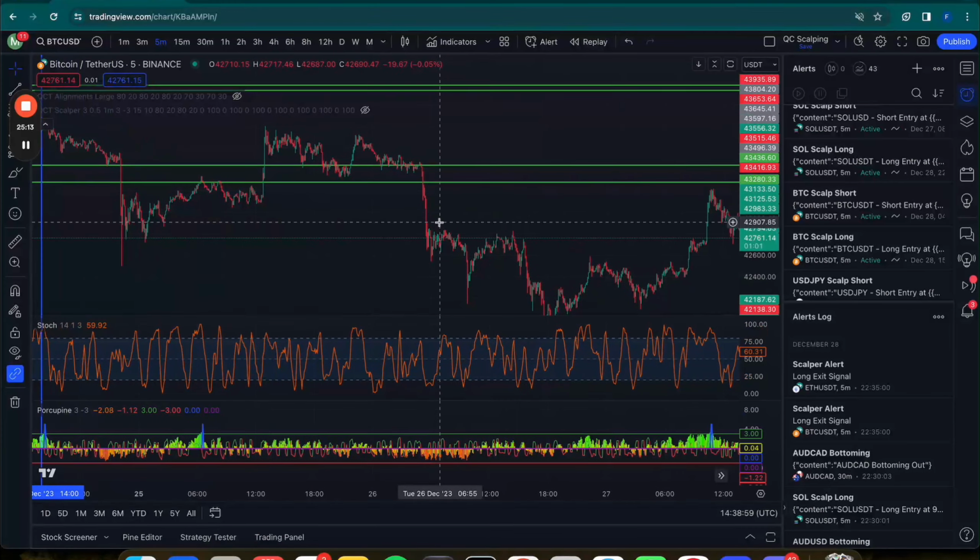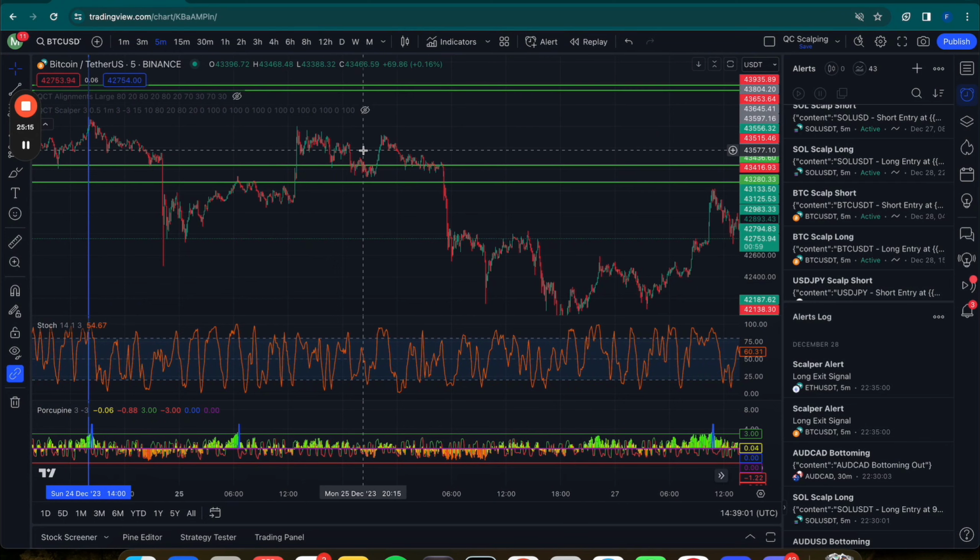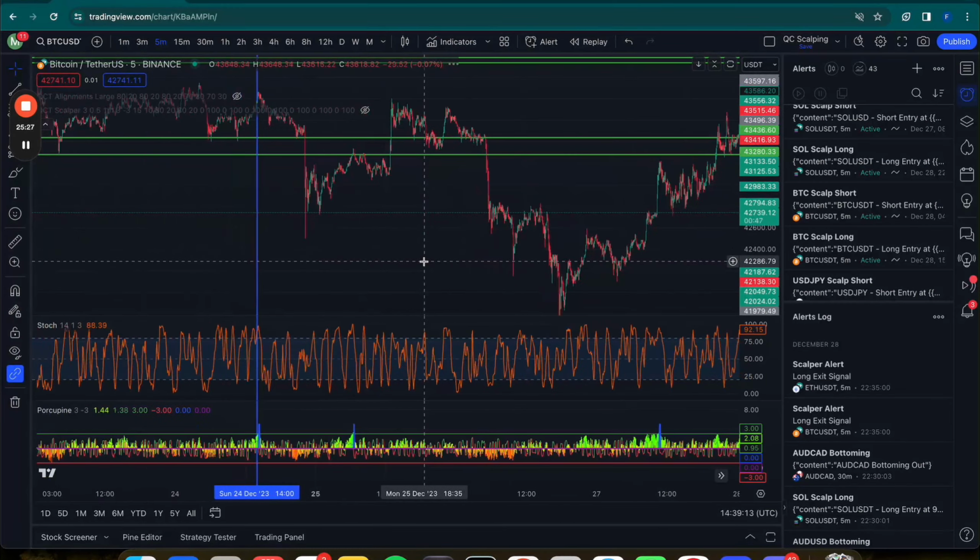You need to be aware of what's going on in the market and what the higher time frames are doing, because those are excluded from this indicator. This is just an oscillation and consolidation of these lower time frames. So that's the Porcupine indicator.